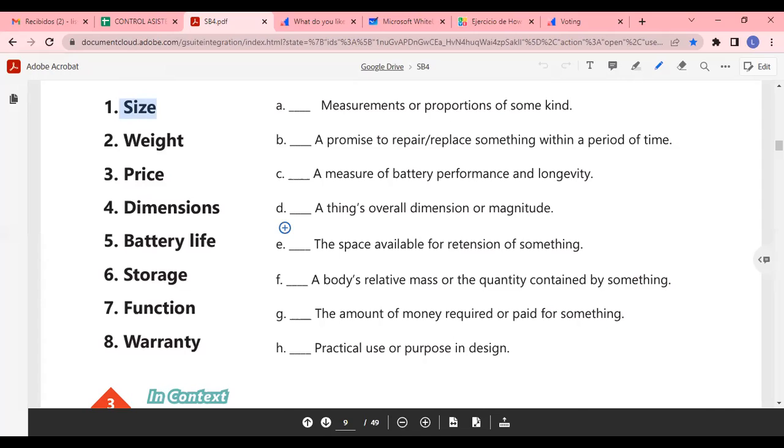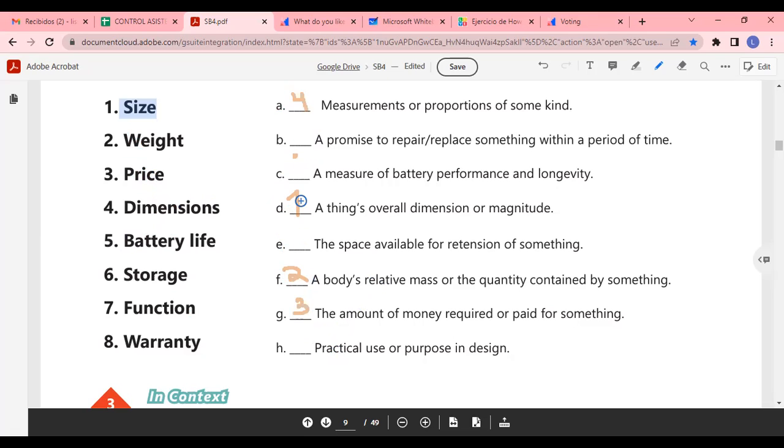Letter D. So it will be, you say? Yeah. Number 1, it's letter D. Mm-hmm. Okay, number 2, weight. Did it F. Yes, very good. Number 3, price. G. Did it G. Okay. 4, dimensions. Did it A. A. Yeah. Number 5. Letter C.